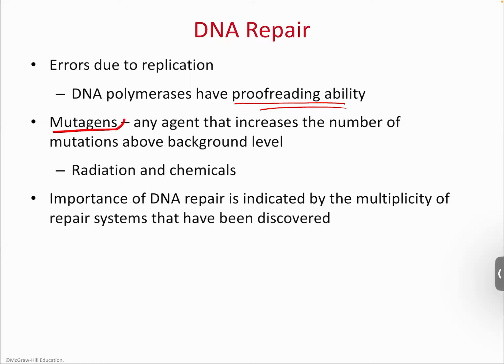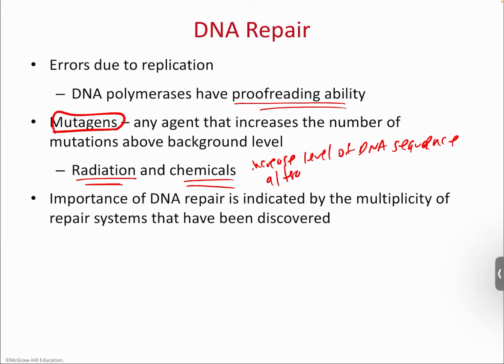Well, an insult would be caused by what's called a mutagen. Typically, this comes in the form of either radiation or chemicals. And what this does is it increases the level of DNA sequence alteration, which is the definition of a mutation, by the way, above background.